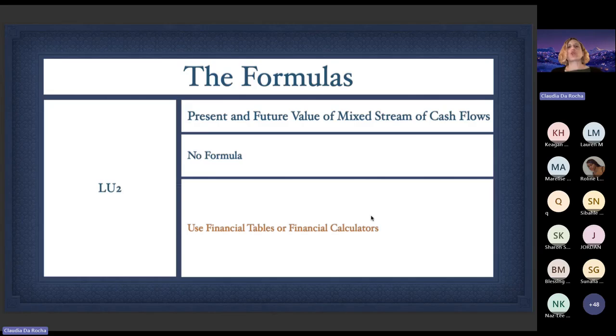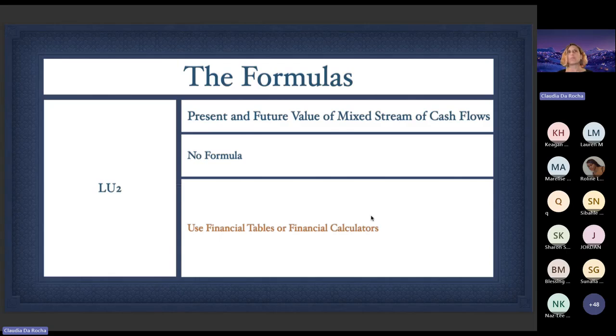When we talk about a mixed stream of cash flow, what are we saying? We are saying that there are multiple single amounts, okay? Multiple single amounts, but the amounts are not the same. So that's what differentiates a mixed stream of cash flow from an annuity. Okay, if we had 4 years and the cash flows were the same for every year, that is an annuity. But as soon as the cash flows for each year are different, then it's a mixed stream of cash flow. Okay, it's very important that we understand this, because if we don't, then we're going to use the wrong calculation, the wrong formula.